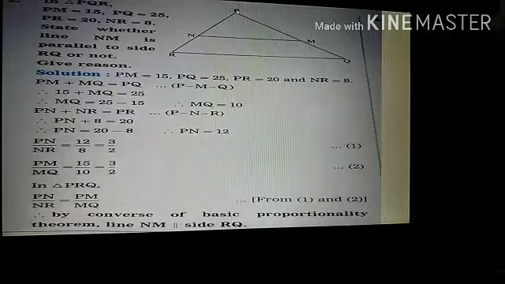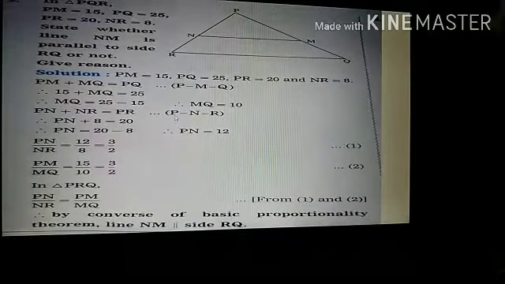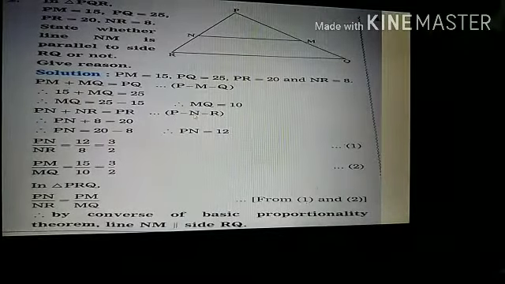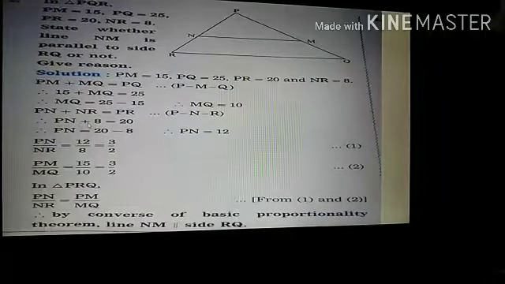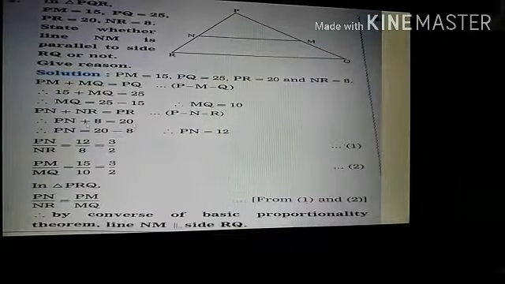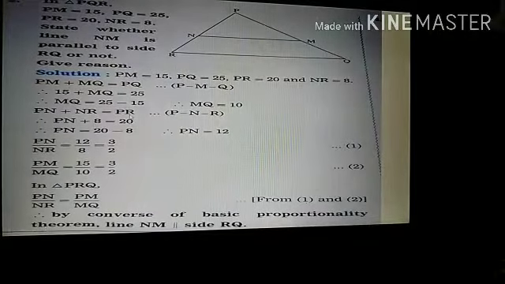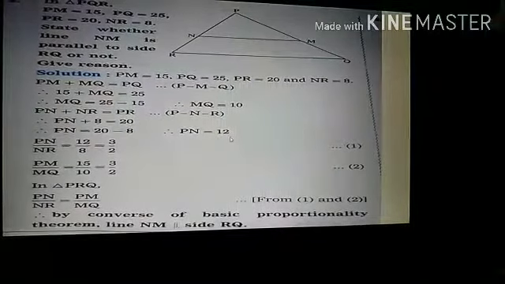Same thing we are going to apply on the other side, that is PR. PR is equal to PN plus NR. Property of betweenness, that is P-N-R. Substitute the values. PN plus 8 for NR is equal to 20. Plus 8 jumps on the other side, it will become minus 8. So PN is equal to 20 minus 8. PN is equal to 12.